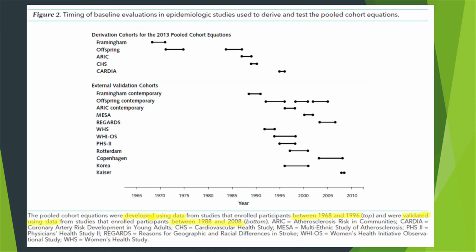Also, the original cohort equations were based on really old studies, and there's been criticism that now with newer treatments and better treatment, outcomes are better. And you can see that the derivation studies were done between 1968 and 1996, which is really old. And the validation studies were 1988 to 2008.